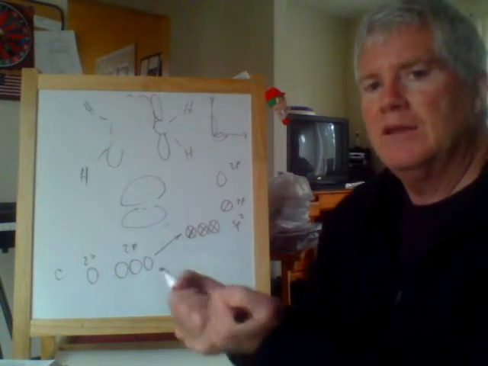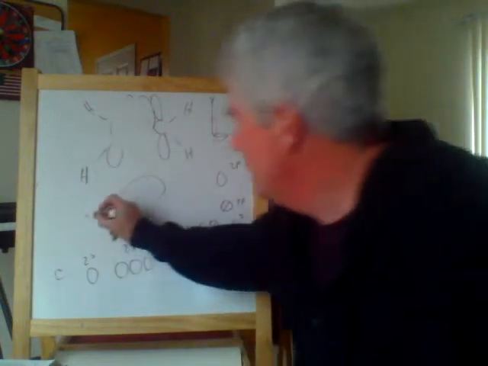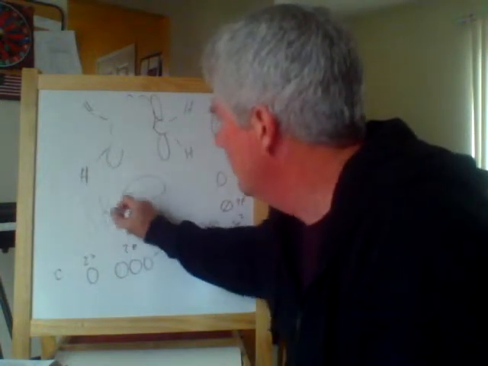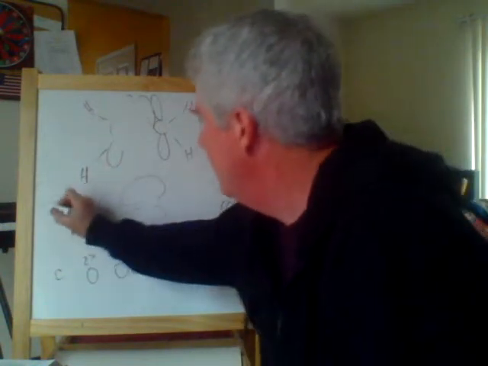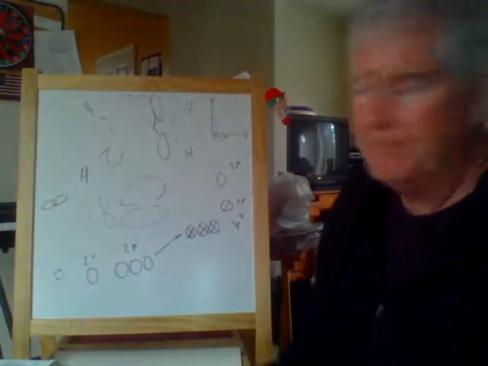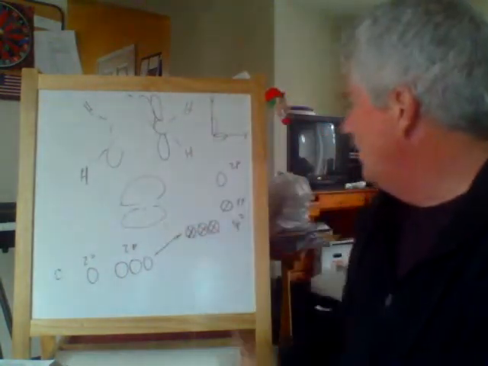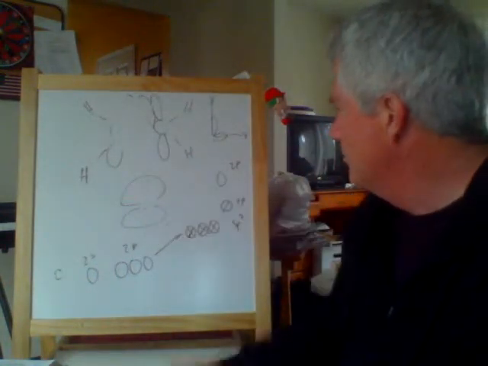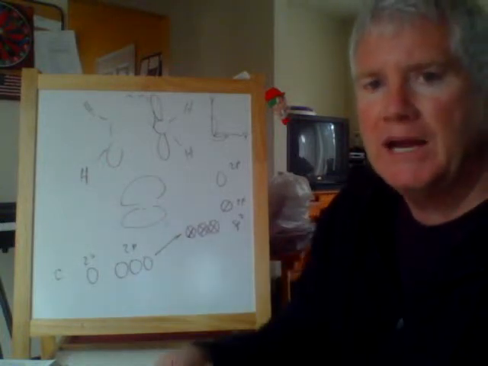That is, again, it's not end-to-end overlap, it's side-by-side overlap. It's overlapping two loops like this, side by side, and not end-to-end, which is what we normally see in the sigma bonds. This side-by-side bonding that forms is known as a pi bond. So instead of a sigma bond, it's called a pi bond.